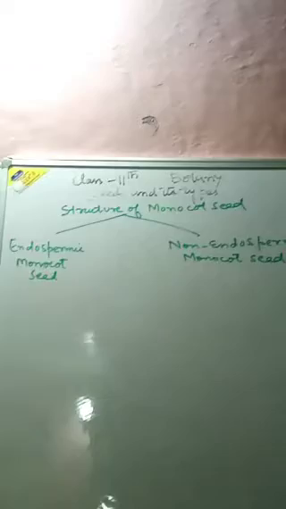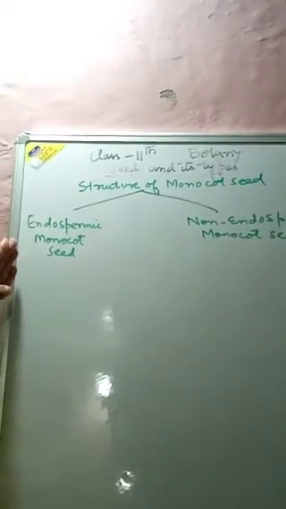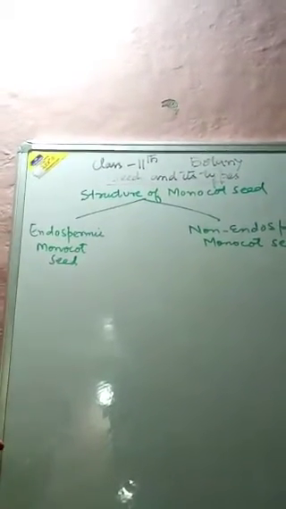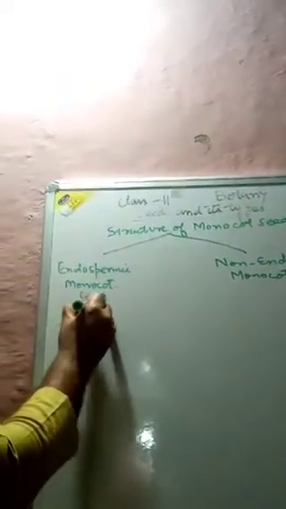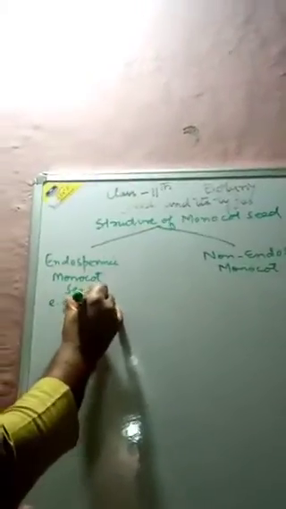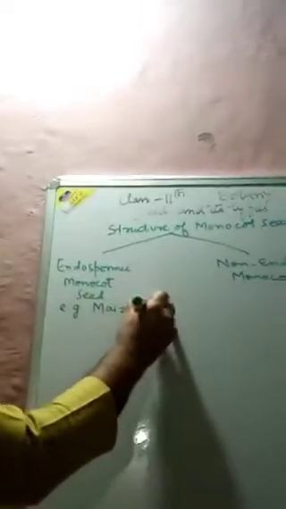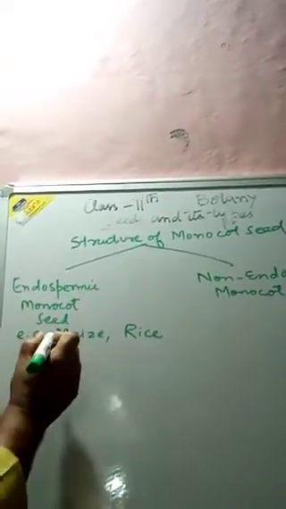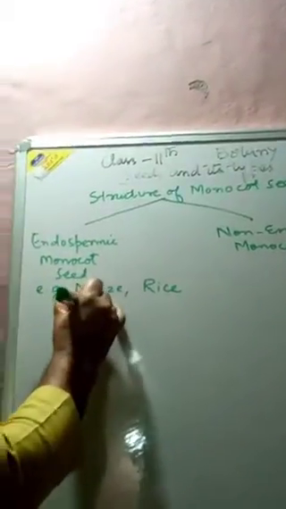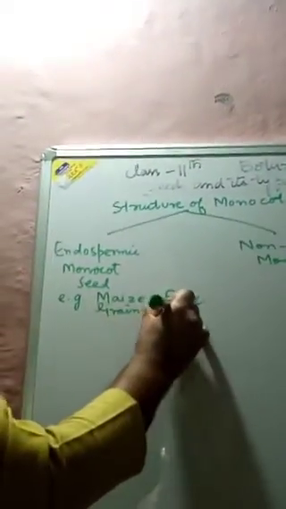Now, first let us discuss the structure of the endospermic monocot seed. We will give you examples of this type. For example, we have maize, rice, wheat, etc. And we will discuss two or three structures, for example, maize and rice grain. In case of maize, we cannot write seed, we write grain: rice grain, wheat grain, etc. What do we mean by the grain?